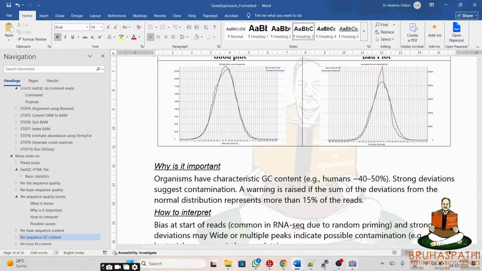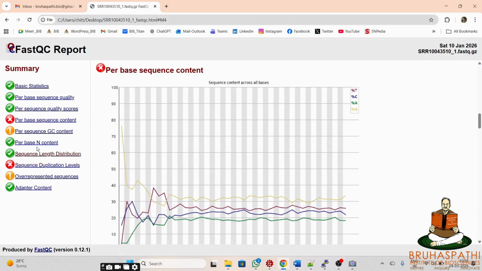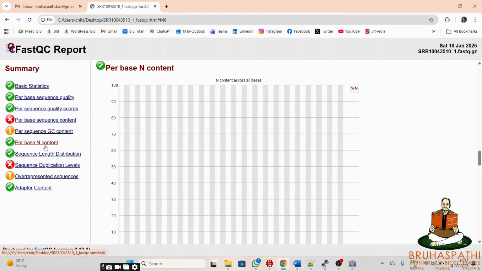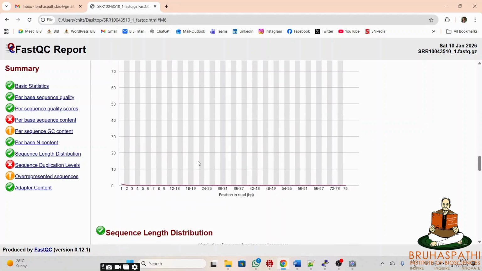That is per sequence GC content. Next, per base N content. Now, why do we do sequencing? To determine which base is present in the DNA or RNA of our interest. For example, if after sequencing all the bases are N instead of A, T, G, C, it's better if we don't do sequencing. The number of N's in a sequence should be minimum, low, or none.